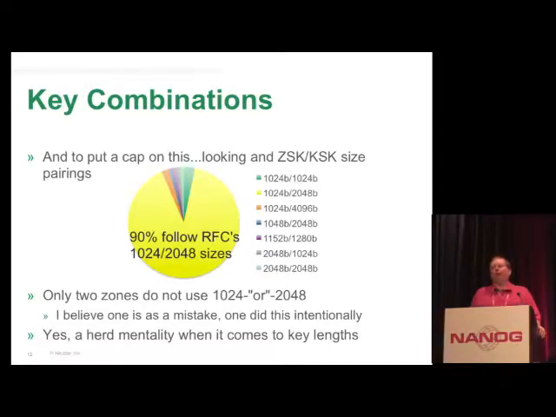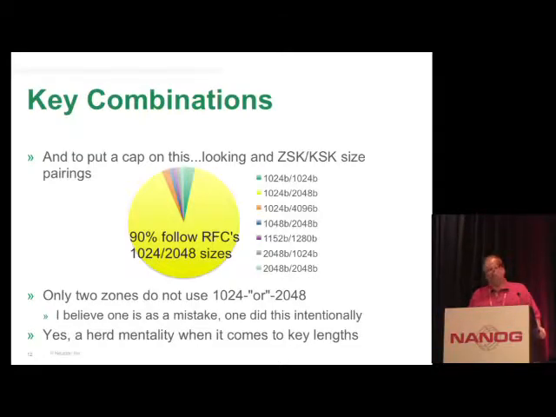Putting the two together, using 2K KSK, 1K ZSK, 90% follow exactly that. Conversely, this is a population of about 90 to 93 zones, depending on when I do the statistics. There are 2 zones that don't use either number. One of them, I'm sure, is a mistake, because they just came online and they reversed the 2 numbers.